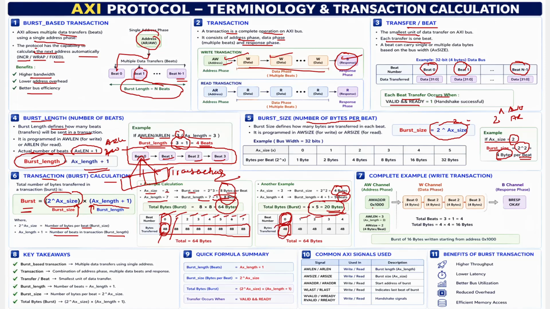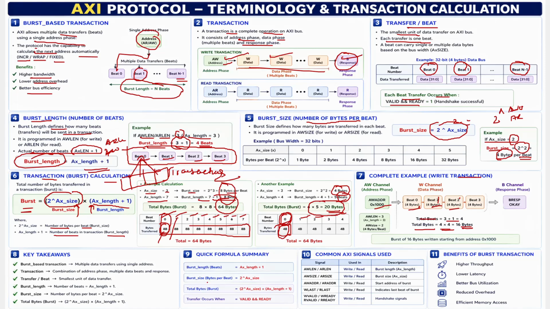So that is how the complete write transaction happens. We send the address, then beat 0 with 4 bytes, beat 1, beat 2, beat 3, so 0, 1, 2, 3. Based on that we send the transfer. Total beats are 3 plus 1, which is 4. Then total bytes are 4 into 4, 16 bytes: burst length into burst size. Then only the transfer is complete.